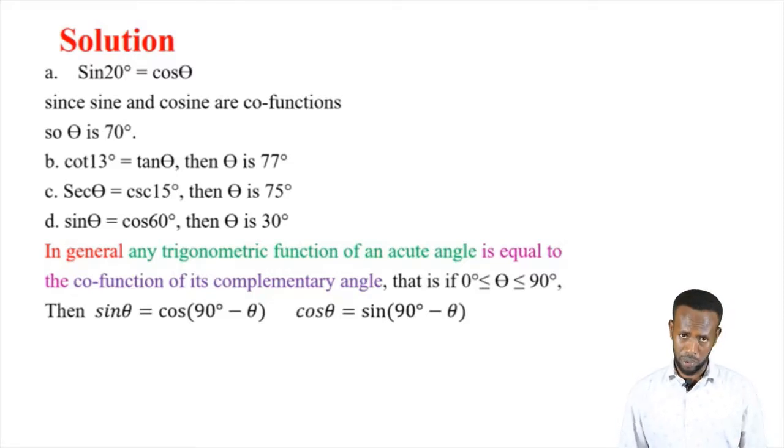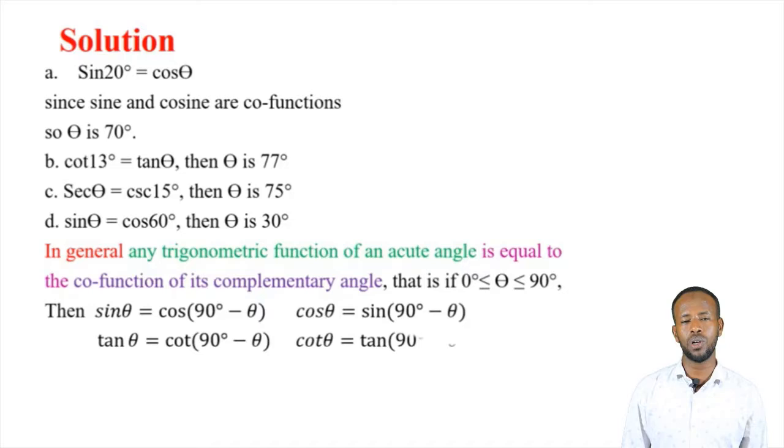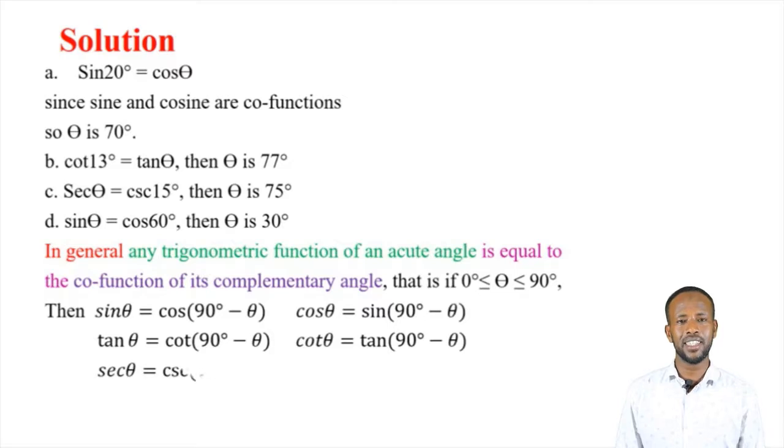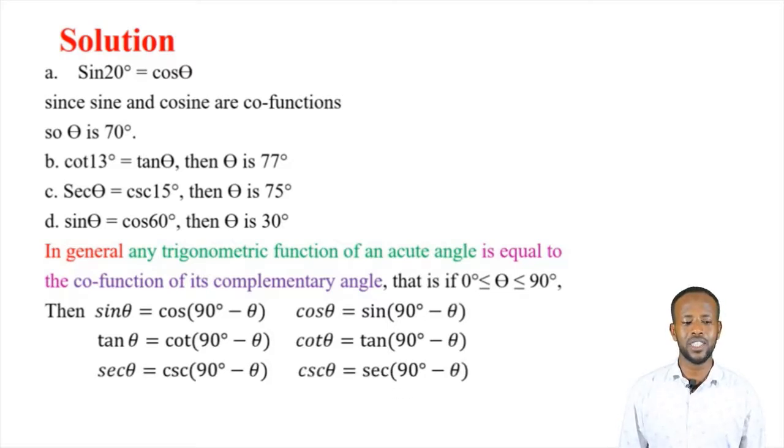Cosecant of theta will be equal to what? Very good. So sec theta will be equal to cot of 90 degree minus theta. And cotangent theta will be equal to what? Tan of 90 degree minus theta. If you add theta and the 90 degree minus theta, it will become 90 degree. So they are complementary. So their co-functions will be the same. Again, sec theta will be equal to what? Cosecant of 90 degree minus theta. Cosecant theta will be equal to sec of 90 degree minus theta.